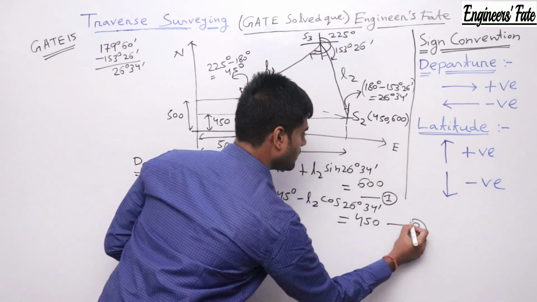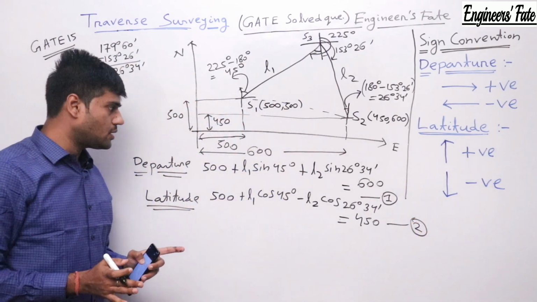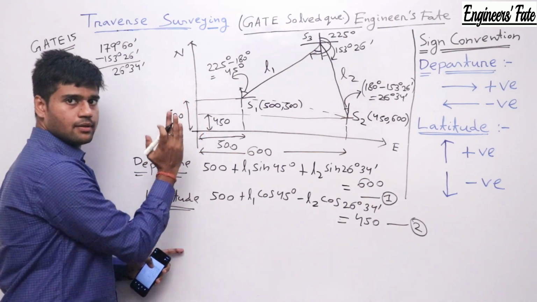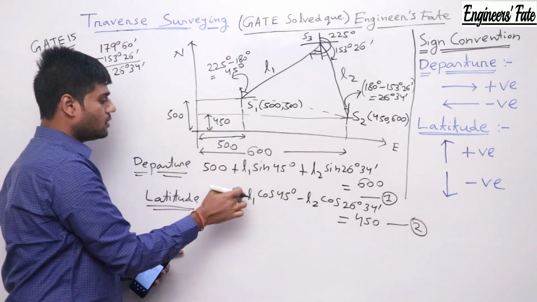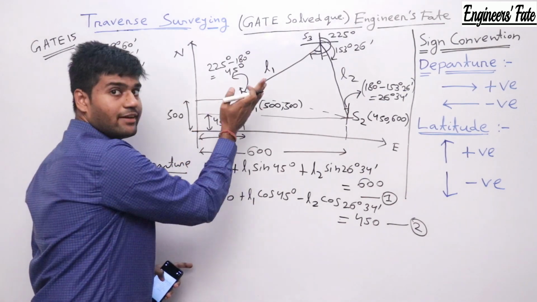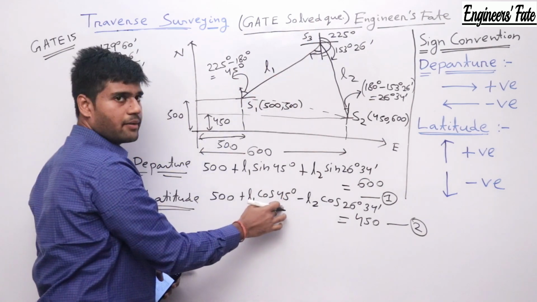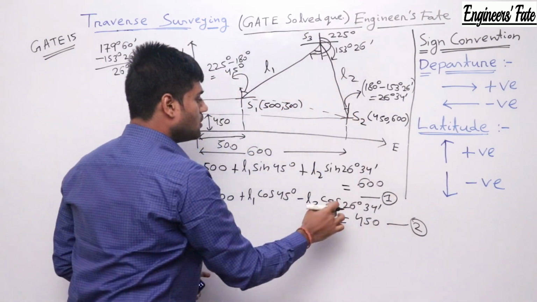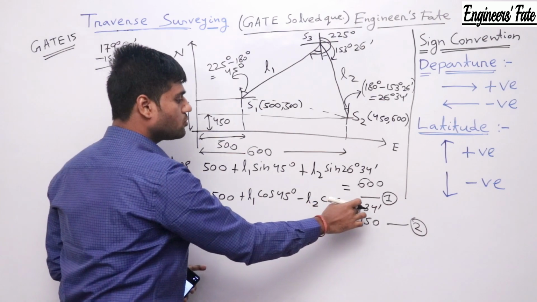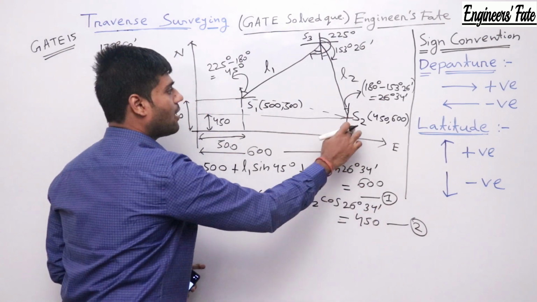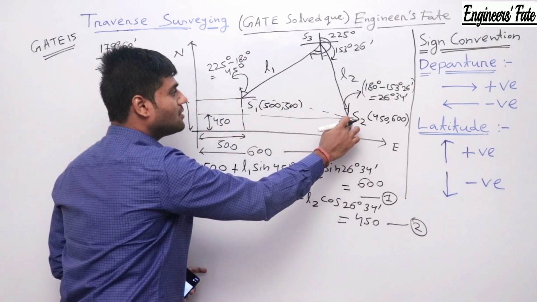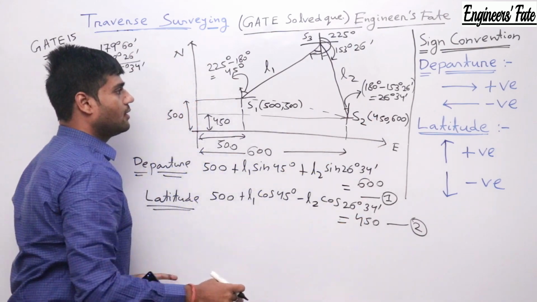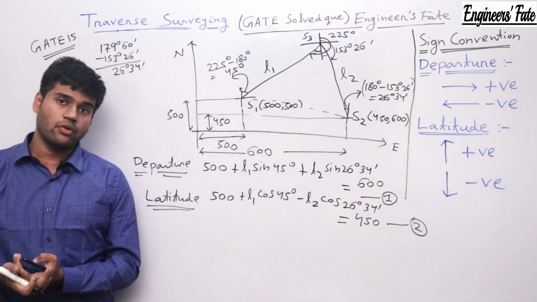That is equation 2. I hope you have understood these two equations. For latitude, I was at origin. I have traveled above 500 to reach S1, so 500 plus. Again I am traveling up, so L1 cos 45 degree. After reaching S3, I am coming down to S2, so negative, minus L2 cos 26 degree 34 minute. Now I have reached S2. So what is the latitude value at S2? That is 450. So I hope you have understood these two equations.